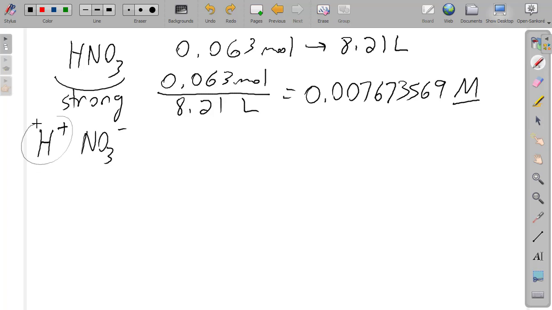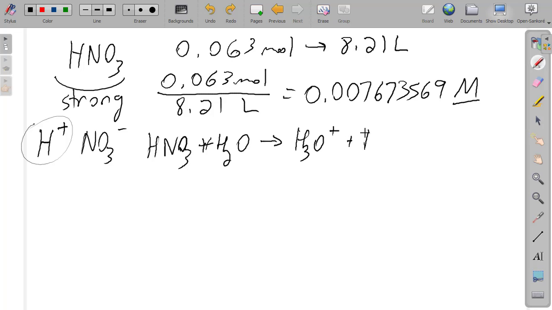But now again, remember, there's no such thing as an H plus floating around. That dissociates in water. So you have the HNO3, just to show this properly, plus H2O. Notice that it's only a right-facing arrow, gives us H3O plus and NO3 minus. So there is no equilibrium in this. This all dissociates into one H plus and one nitrate. So this molarity represents each of these.